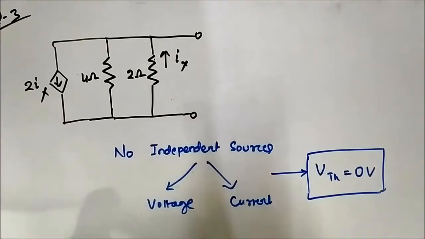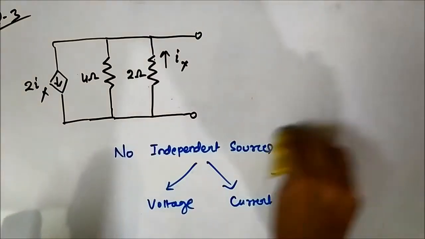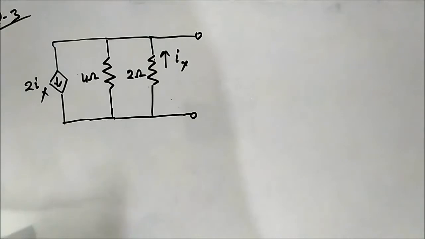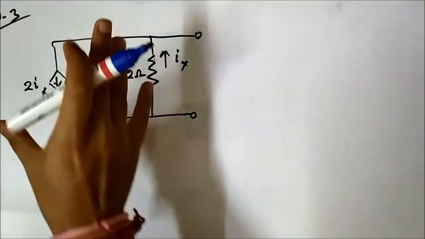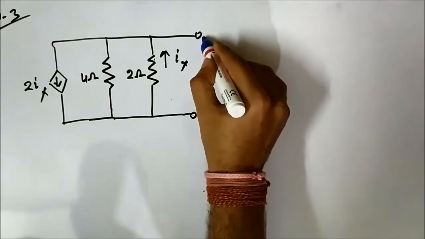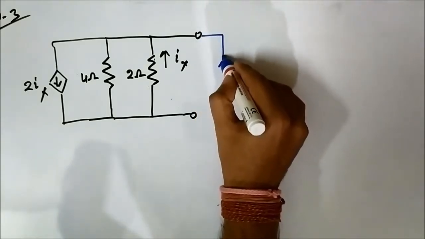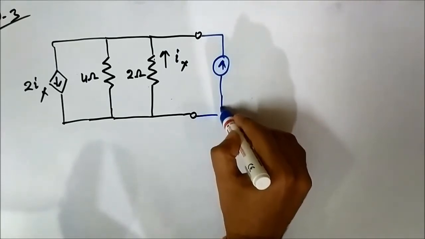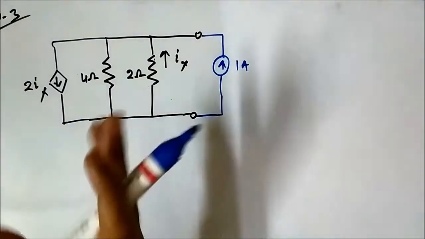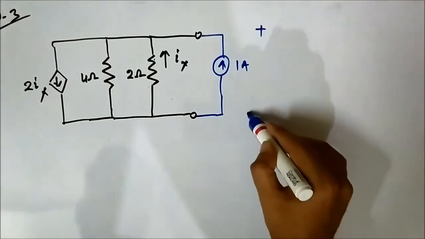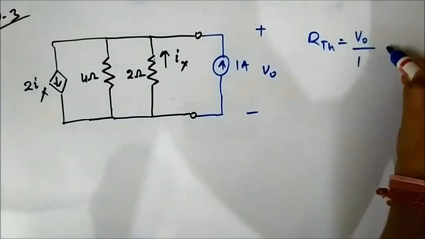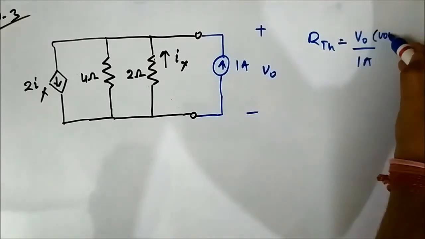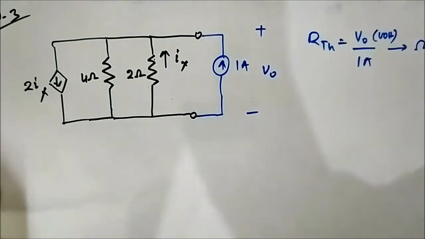So the only thing that is left here to calculate is RTH. As there are no independent sources, there is nothing to deactivate, nothing to short circuit or open circuit, but we have to connect our own excitation voltage or current. Looking at this circuit, we can connect a 1 ampere current source. I have already discussed two methods of finding RTH, 1 volt and 1 ampere. Here we will be using this one current source method. We have to find this terminal voltage V0. RTH will be V0 by 1 ampere, V0 in volts, and RTH in ohms, or kilo ohms, whatever the unit is.